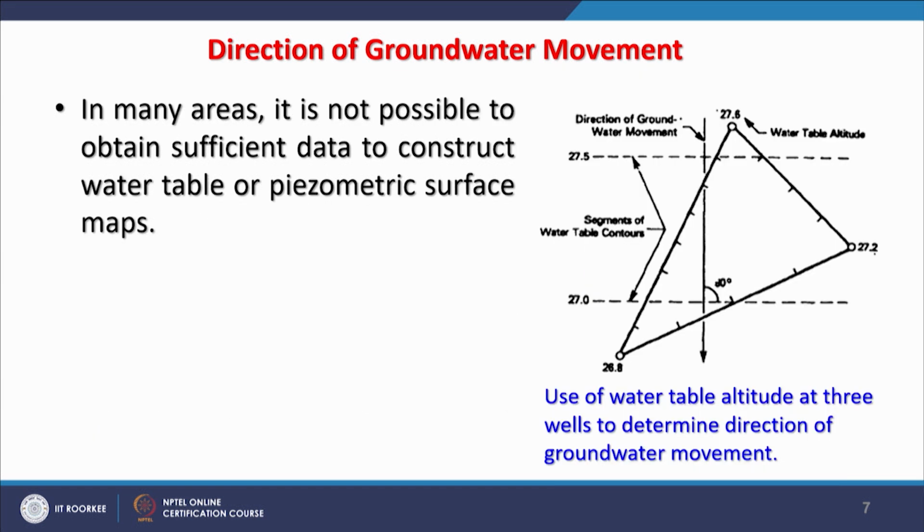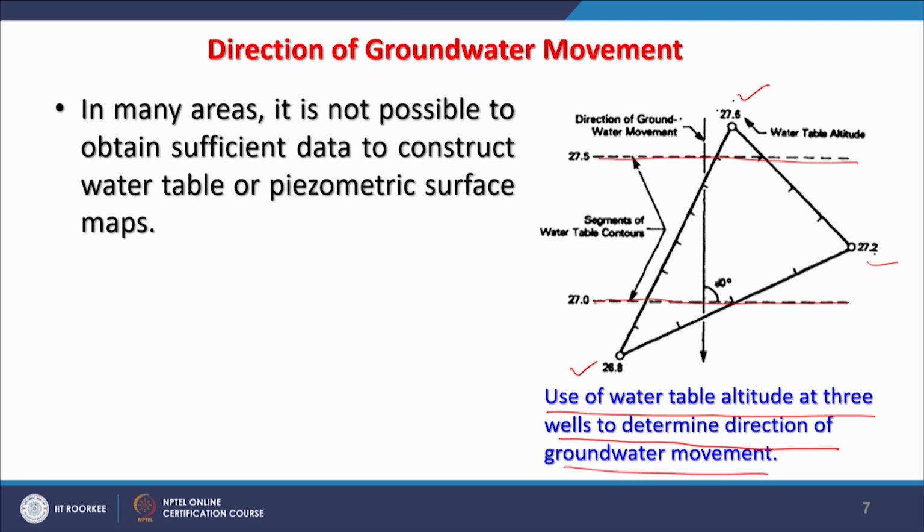So in many areas, many times it is not possible to obtain sufficient data to construct water table or piezometric surface maps, as you have seen earlier. So what we try to do is use the water table altitude at 3 wells to determine the direction of groundwater movement. So it's basically a 3-point problem by which we can identify the direction of groundwater flow. Here, after having the values from 3 wells, these lines have been drawn, which indicate different depths of the water.